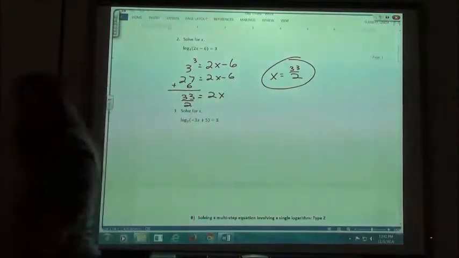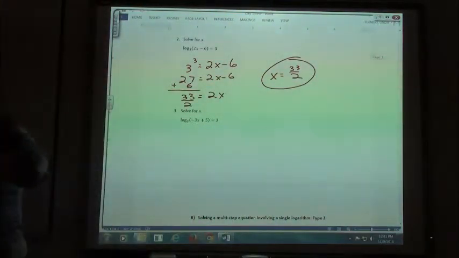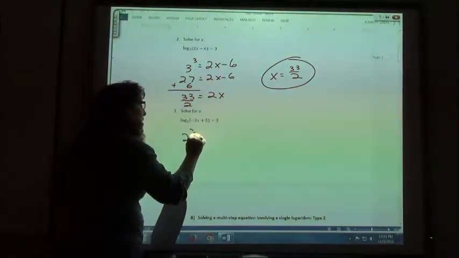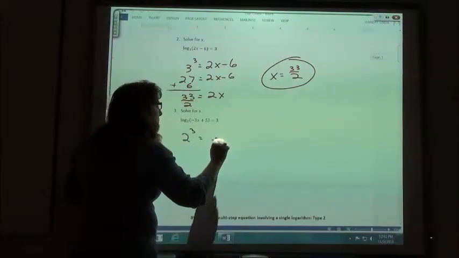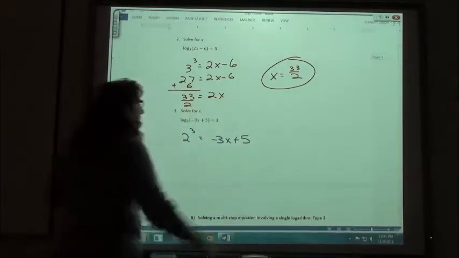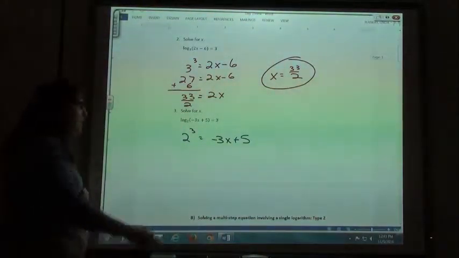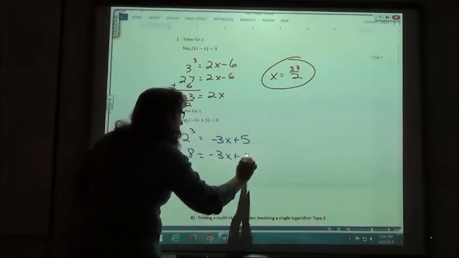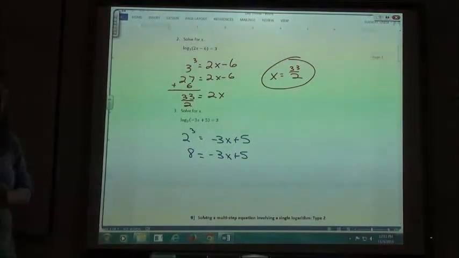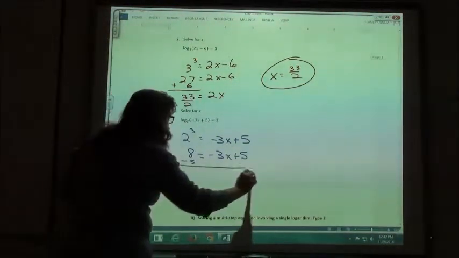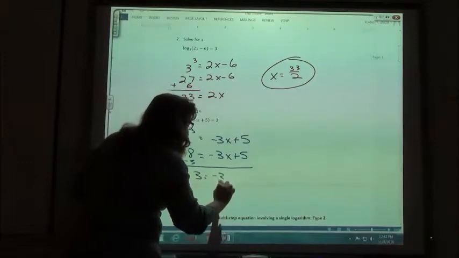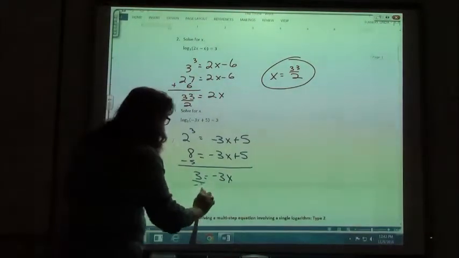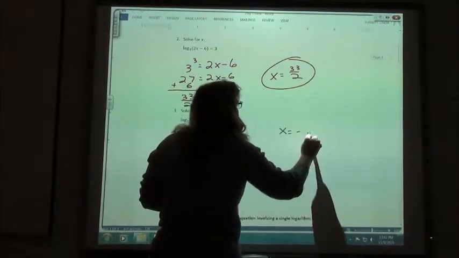So try number 3. If I rewrote that one in exponential form, I would have 2 cubed equals negative 3x plus 5. So we would then have 8 equals negative 3x plus 5. We are then going to subtract our 5, and we get 3 equals negative 3x. And then we're going to divide by negative 3. So x equals negative 1.